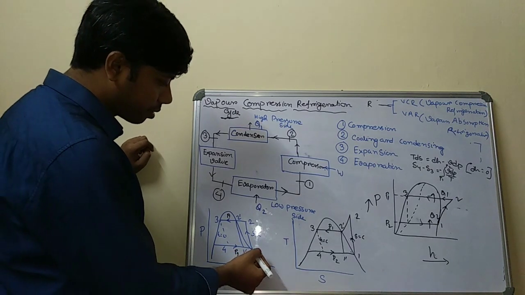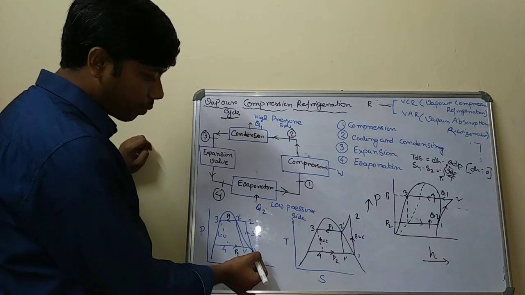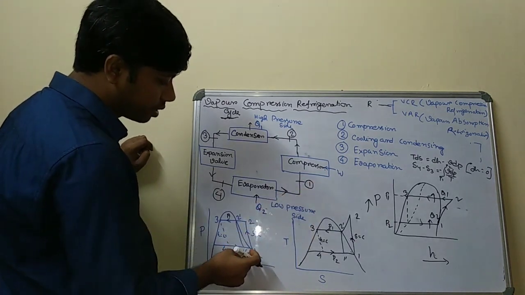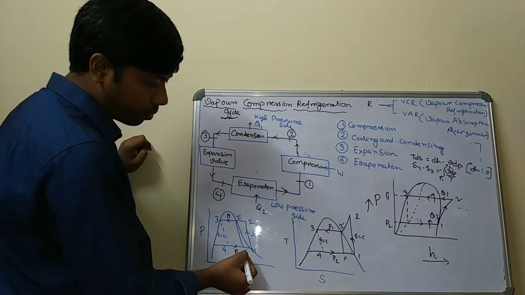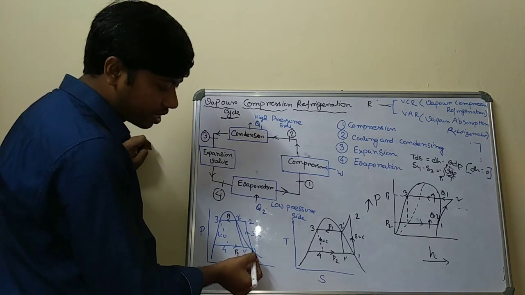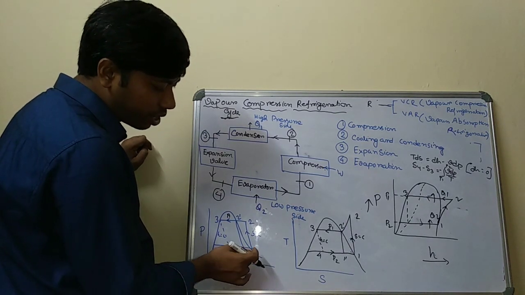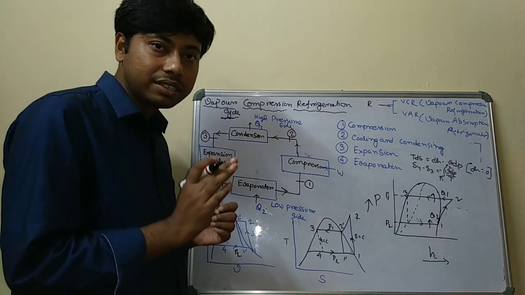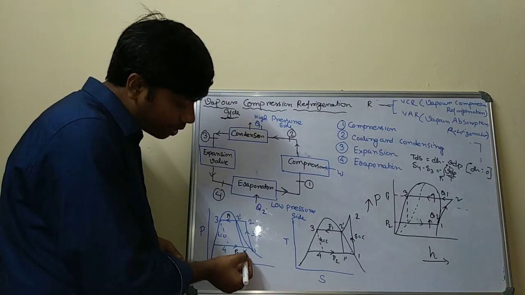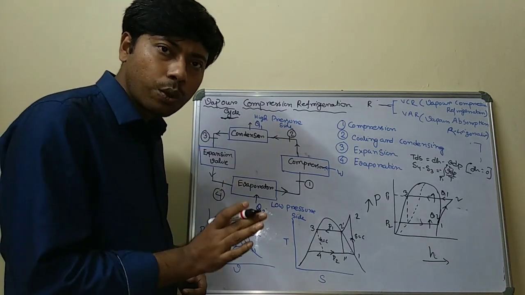The refrigerant may be in dry condition, or it may be in wet condition. One indicates this point here on the PV diagram. So point 1 may be here, or point 1 dash may be here, the starting point of the VCR cycle. This point indicates the compression, where the state of the refrigerant is dry condition. If 1 dash is here, that indicates the refrigerant is in wet condition.